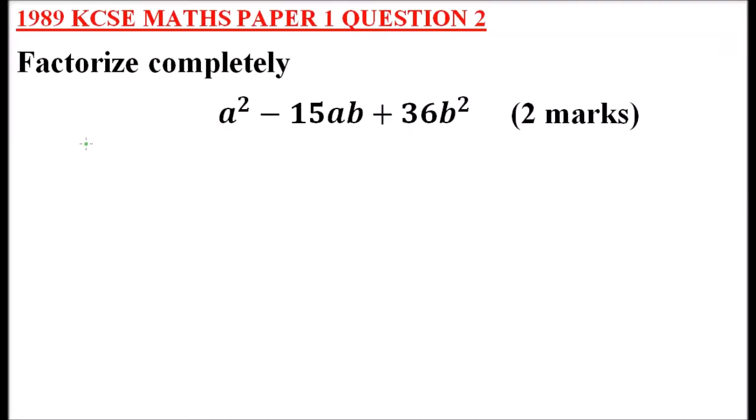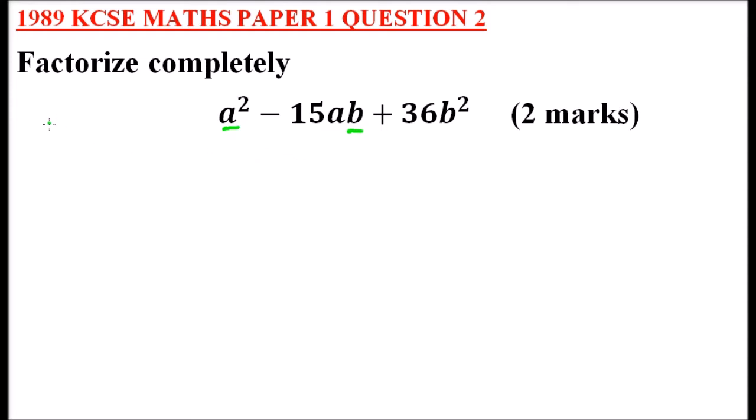So this question was done in 1989, Maths Paper 1, question number 2, and we are told to factorize. Now, you note here we have two unknowns. We have A and B. So we consider one as a constant, that is B, and A as a variable.